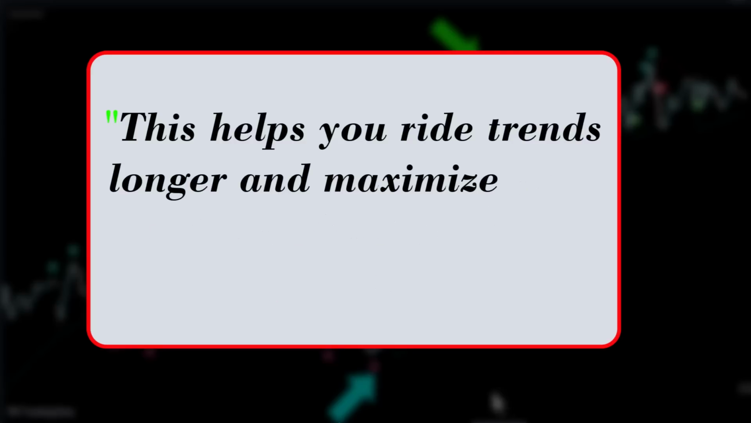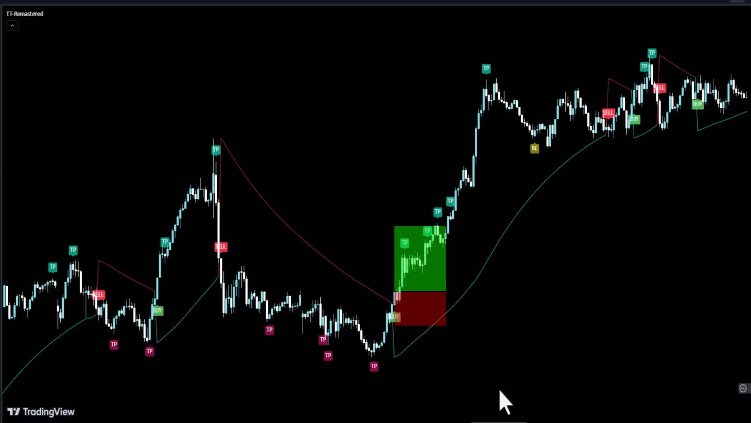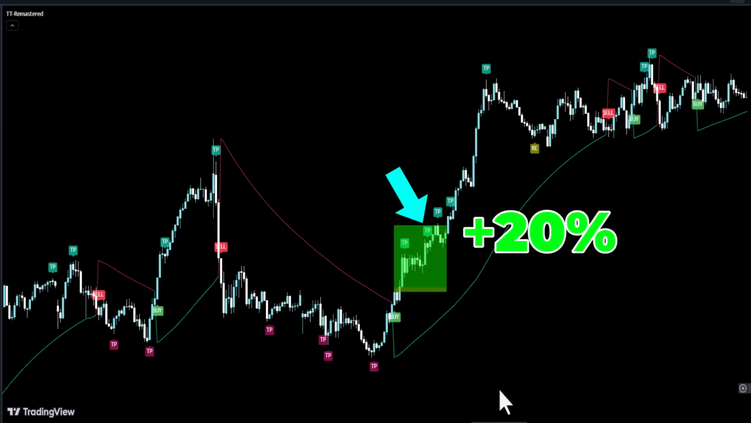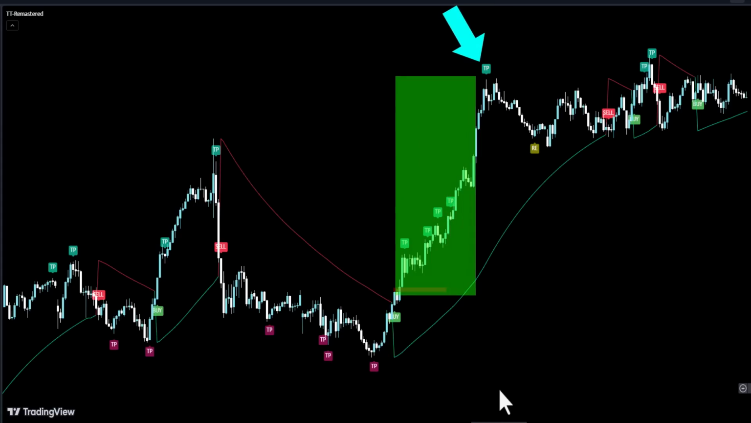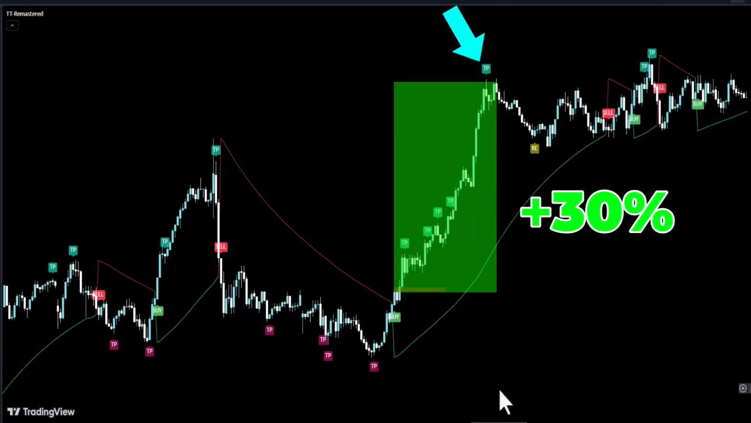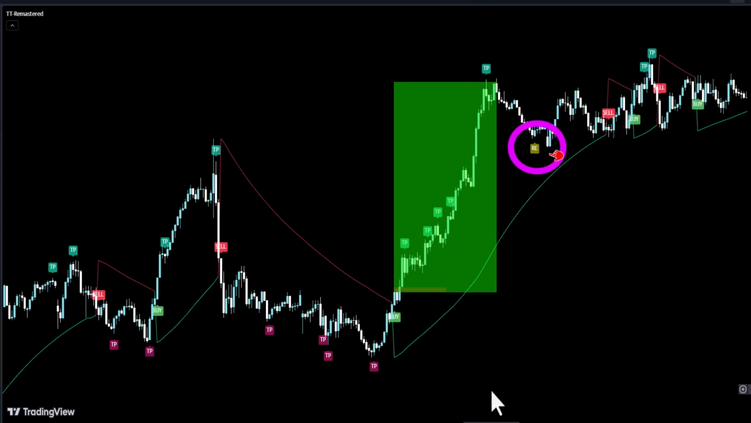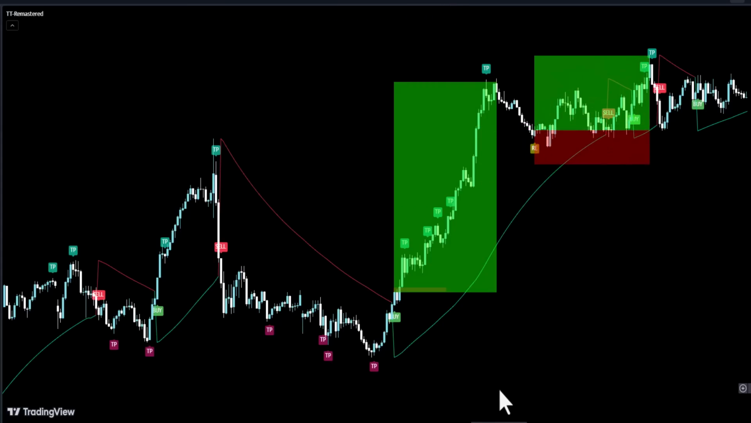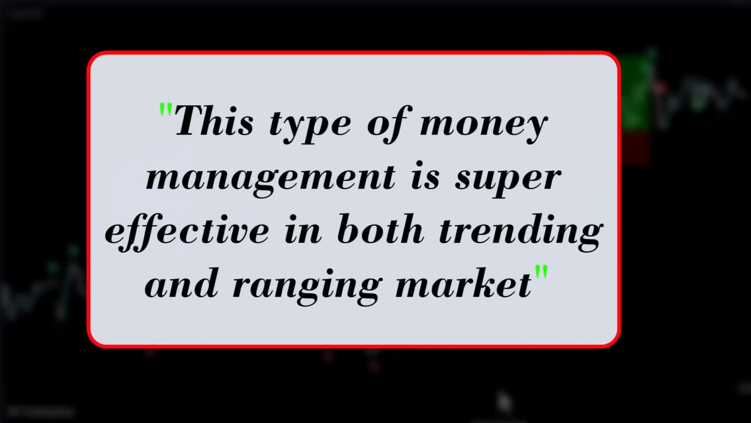Let's say the indicator produces a buy signal. You open a trade and set the stop loss at the green line. Once you receive a take profit signal, you move the stop loss to break even and take 20% of the position off. At the next take profit signal, you take 30% of your position off, securing another chunk of the trend, and so on. When the indicator produces a re-entry signal, you open a new long position and manage it in the same way. This type of money management is super effective in both trending and ranging markets.